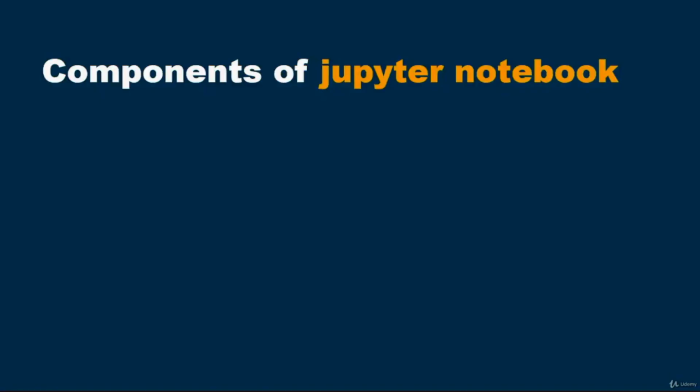Hello and welcome to this video. In this video, we will take a look at the components of the Jupyter Notebook. The Jupyter Notebook application is a client-server application. A client-server application basically is a distributed application structure that partitions tasks or workloads between the providers of a resource or a service, which are usually called servers, and the service requesters, which are usually called clients.